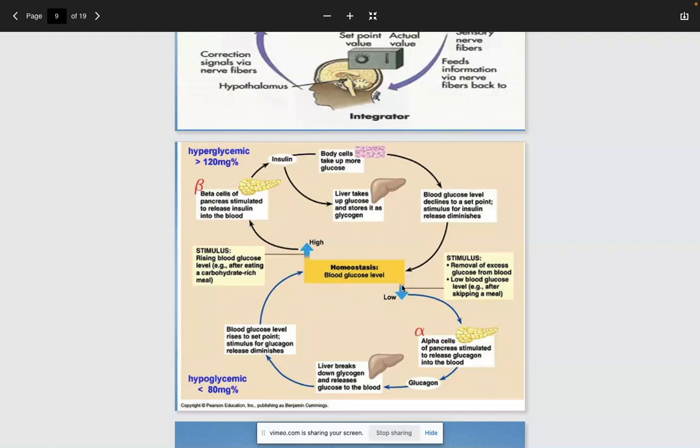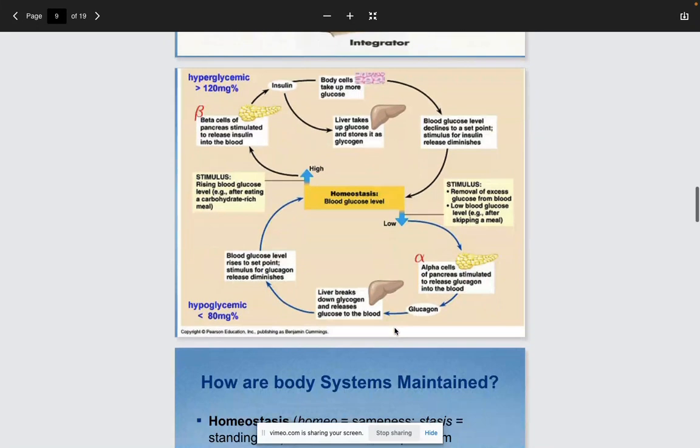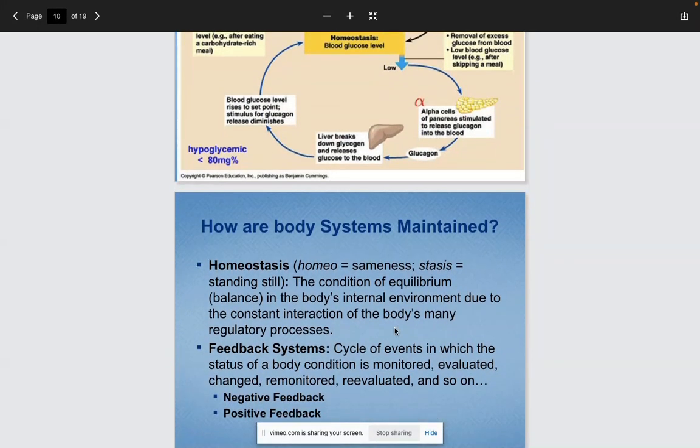So again, you can see that if your body were to shift to too high of a blood glucose, that would be bad. If it were to shift and go too low, that would be bad. That's why we have a set of regulatory processes that maintains blood glucose at an appropriate level, and that's called homeostasis. So we've talked about this condition of equilibrium being homeostasis. Now we're going to discuss one of the ways it does this, through a cycle of events that we like to call feedback systems.